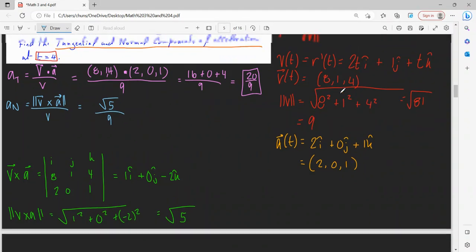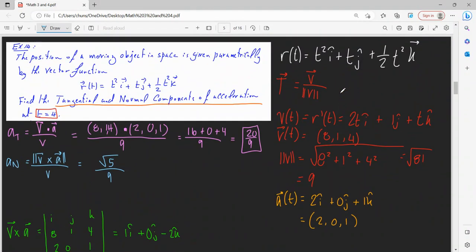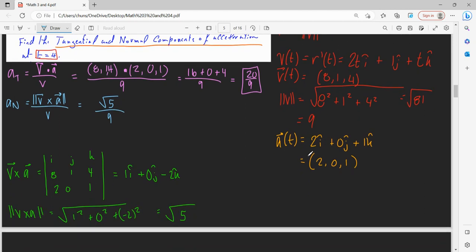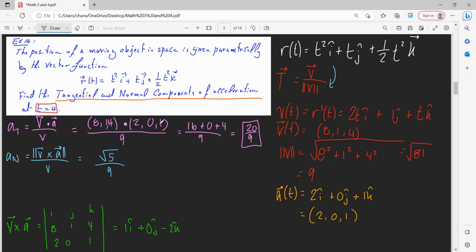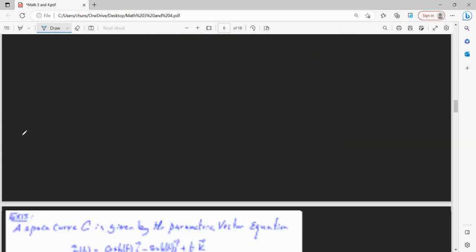All right, so sorry for the confusion at the start, but we will be using this in our next couple of questions. We're going to be using the first set of 6 different equations that describe curves. But that's how you can use velocity and acceleration to find the tangential and normal components of acceleration at a given time interval.